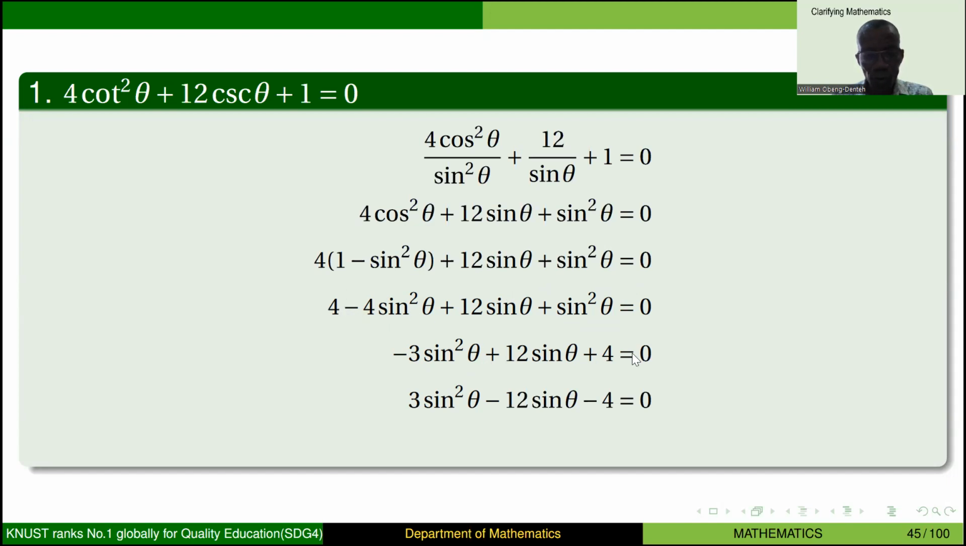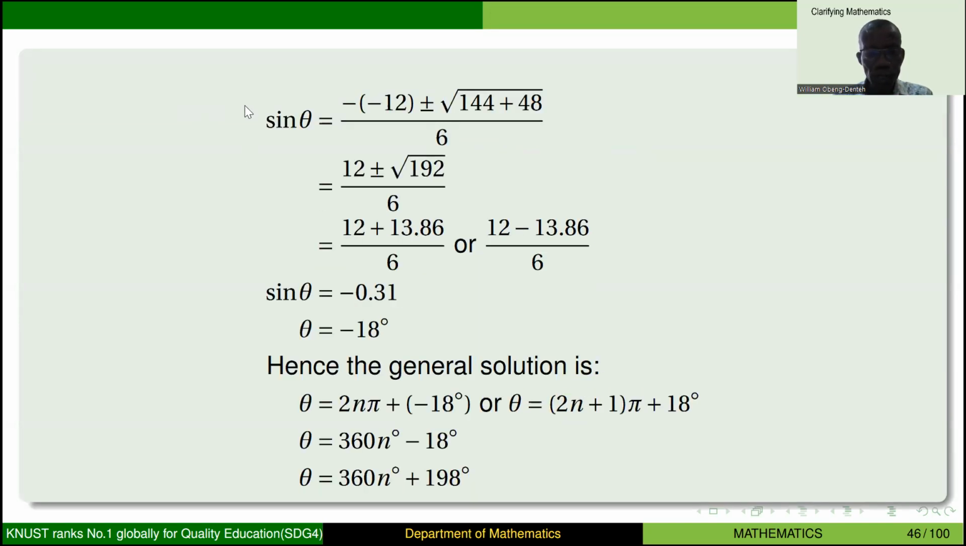Then our 4, let's bring it over here. And then our 12, let's bring it there. So we multiply through by negative 1, and then that takes us here. So we have our quadratic in sine theta. And so we look at this, you could see that the factors are not easily accessible. So what we do is that we resort to the quadratic formula.